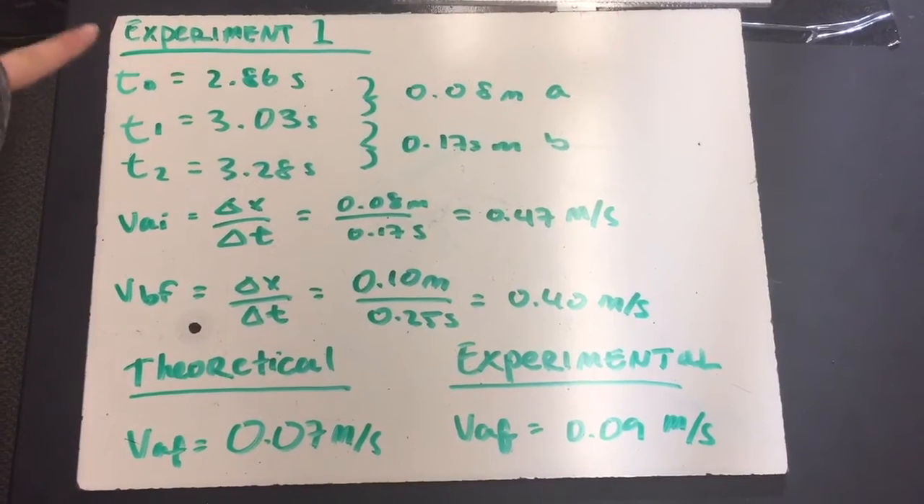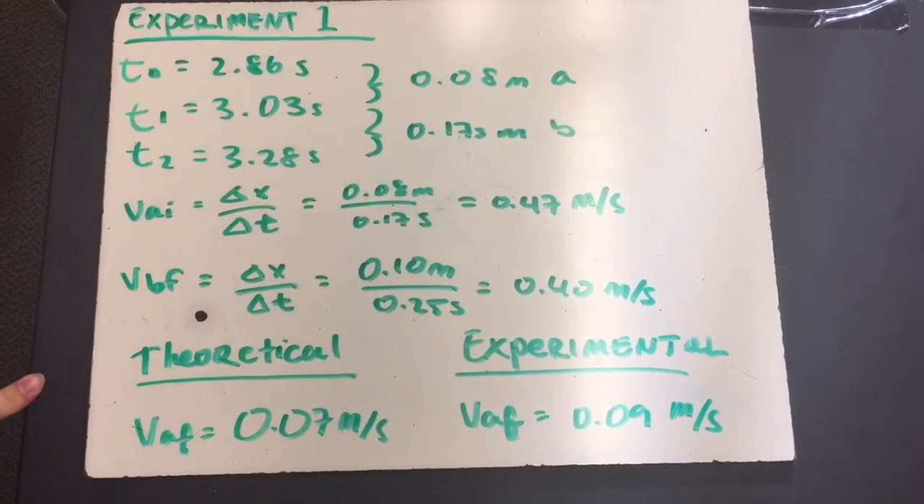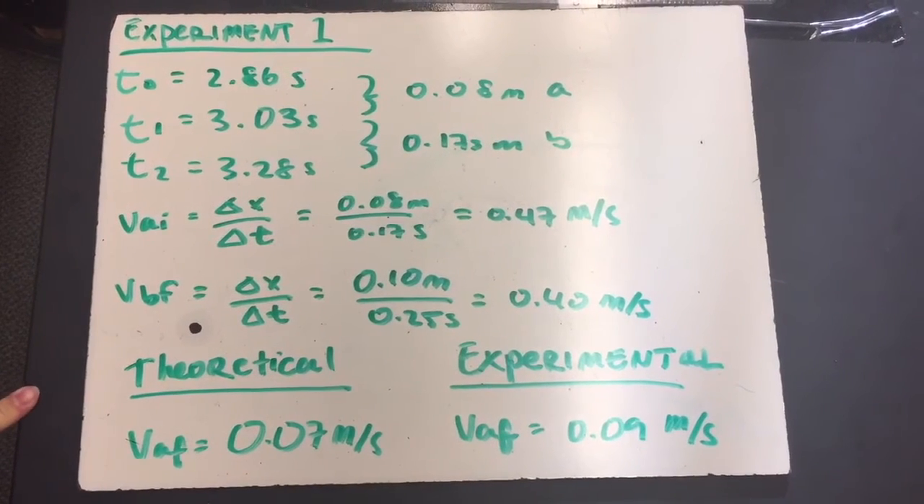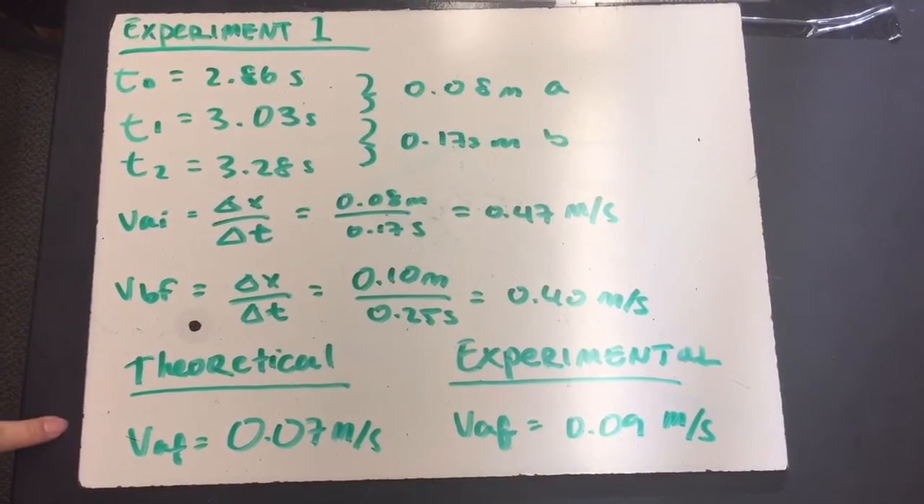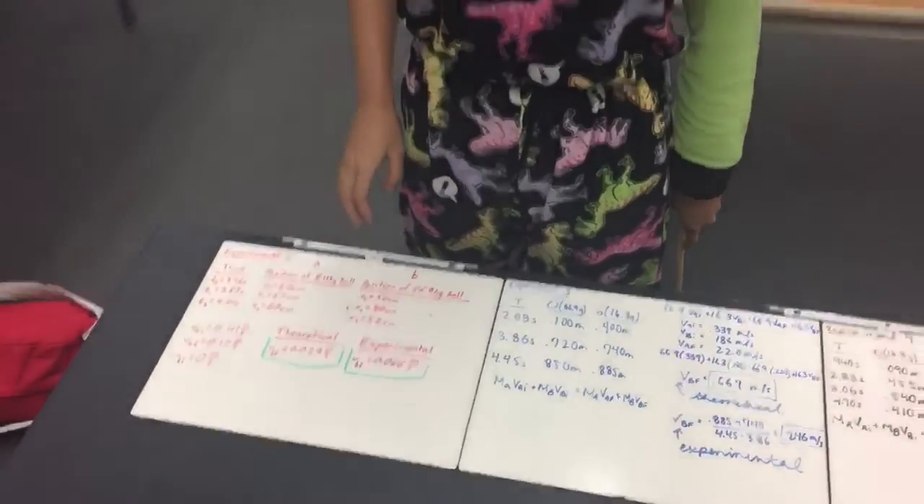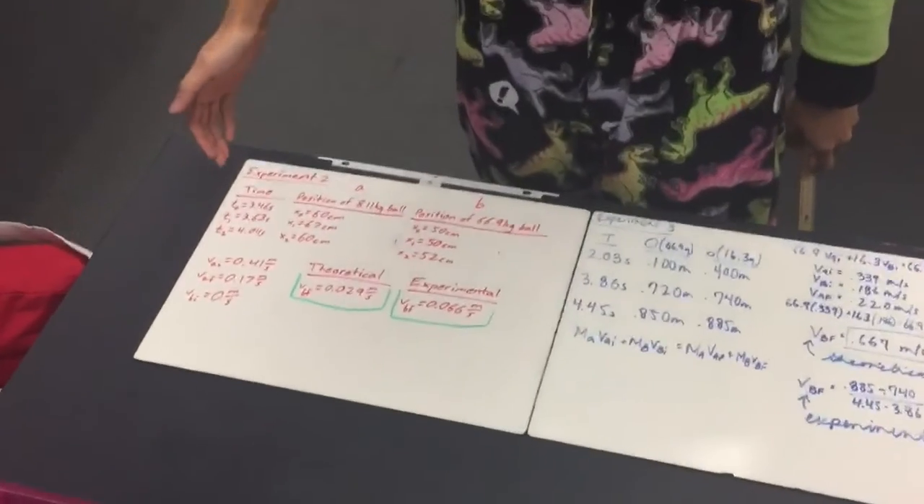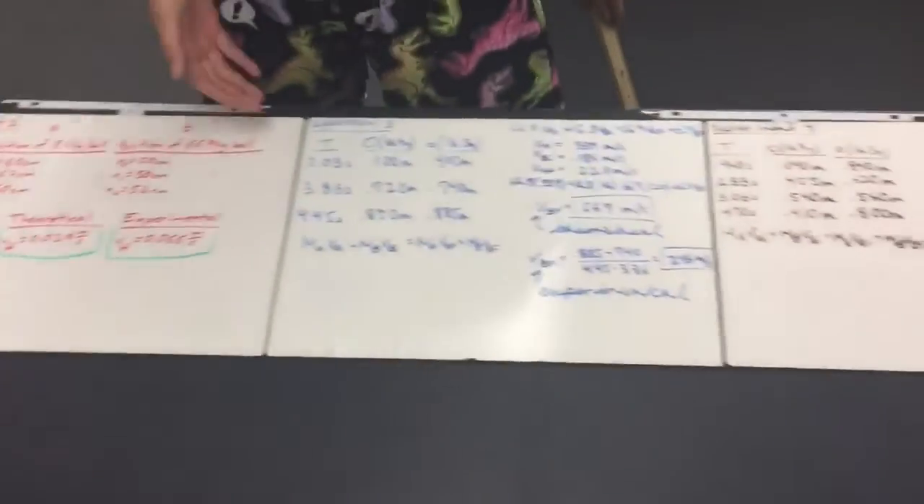These are our results for experiment 1. Using them, we used the conservation of momentum equation. We found the theoretical velocity and then compared that with the experimental velocity. So after we use that technique for experiment 1, we use the same technique for experiment 2, 3, and 4, and here are the results.